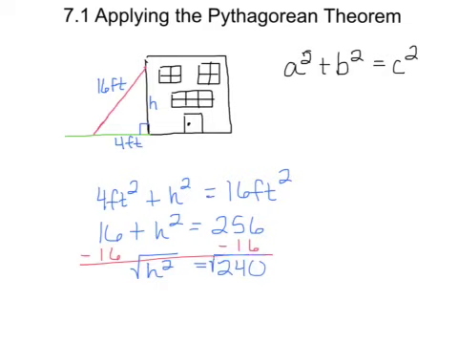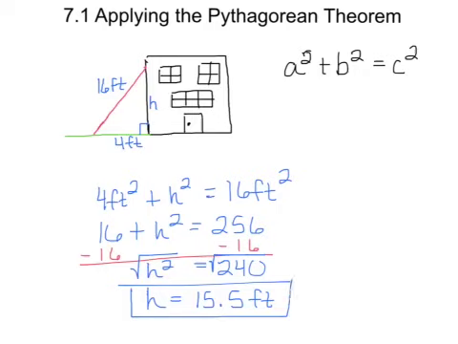And so h squared, the square root of h squared is h, and then the square root of 240 is about 15.5. So about 15.5 feet. Right about there. Alright, so that's how you go about solving for one of the legs of the triangle. We'll do one last triangle. I'll talk to you about Pythagorean triples, and then we'll be all done.